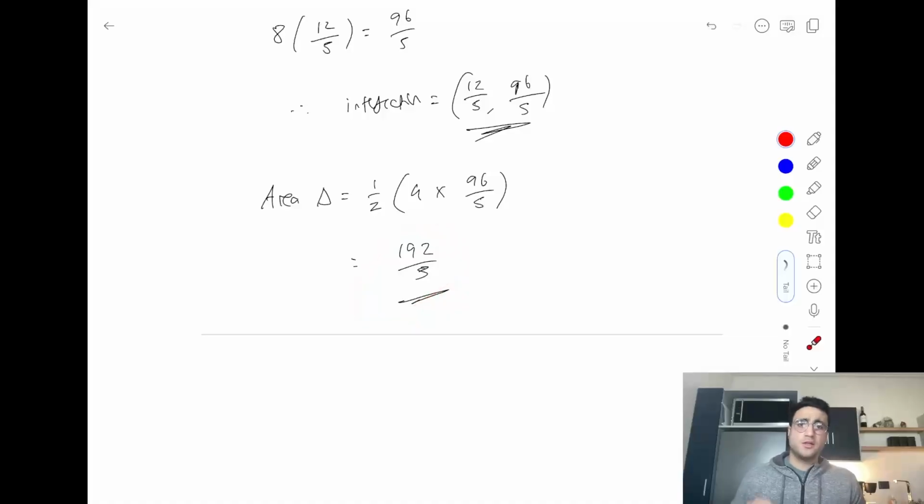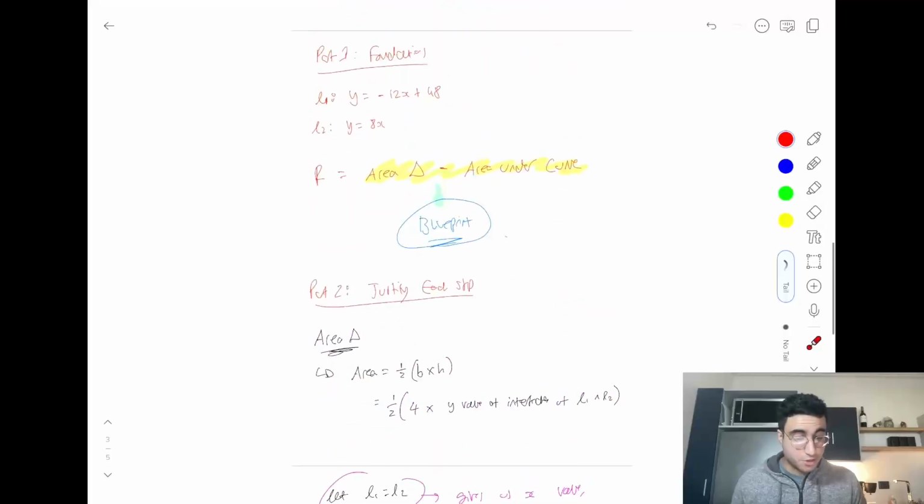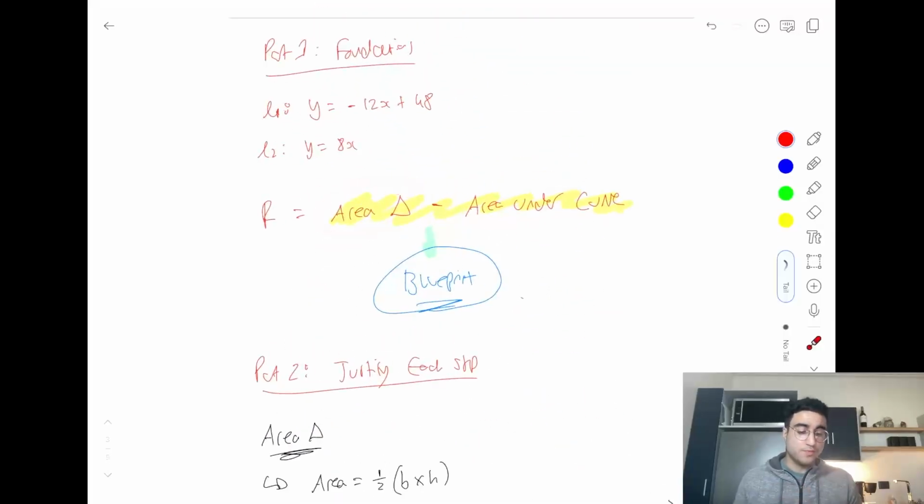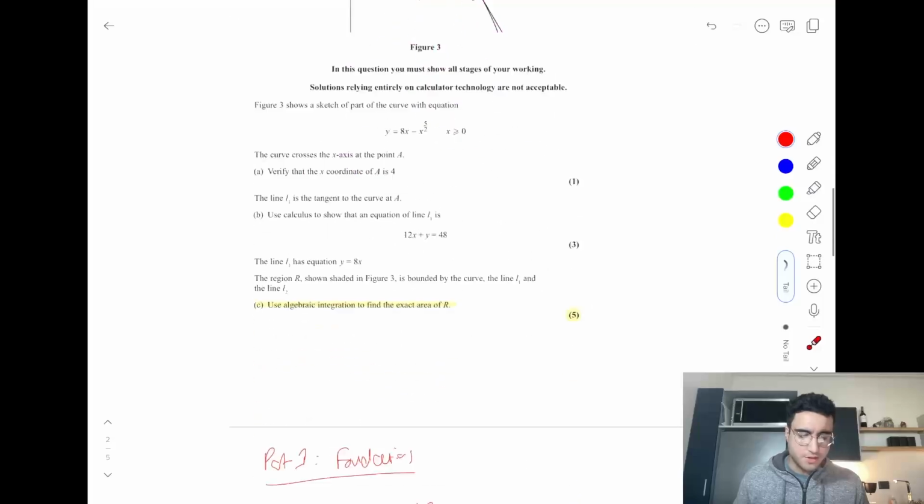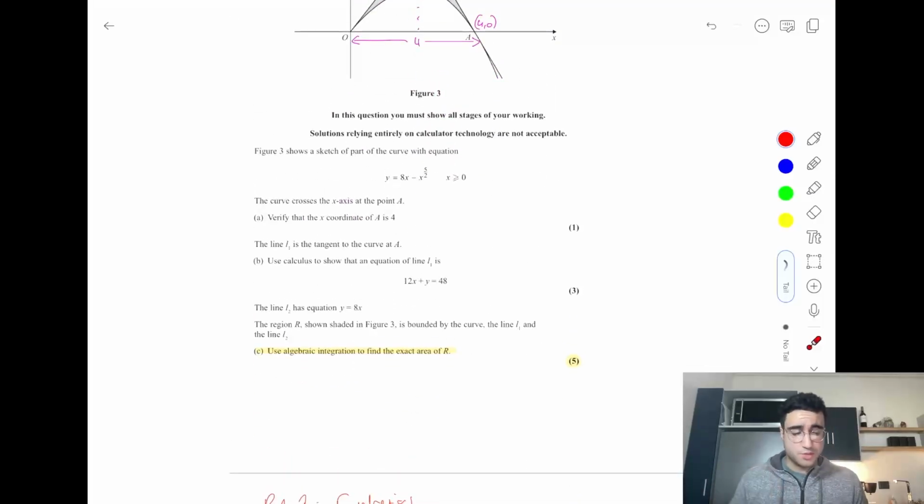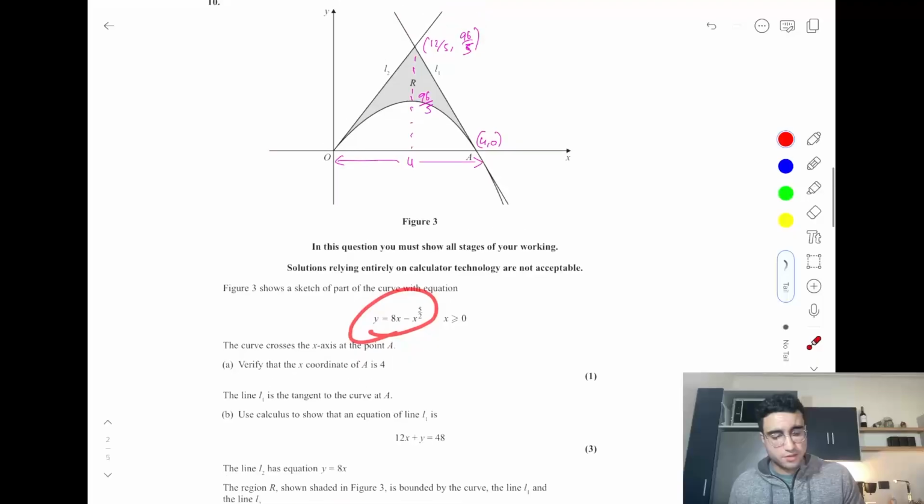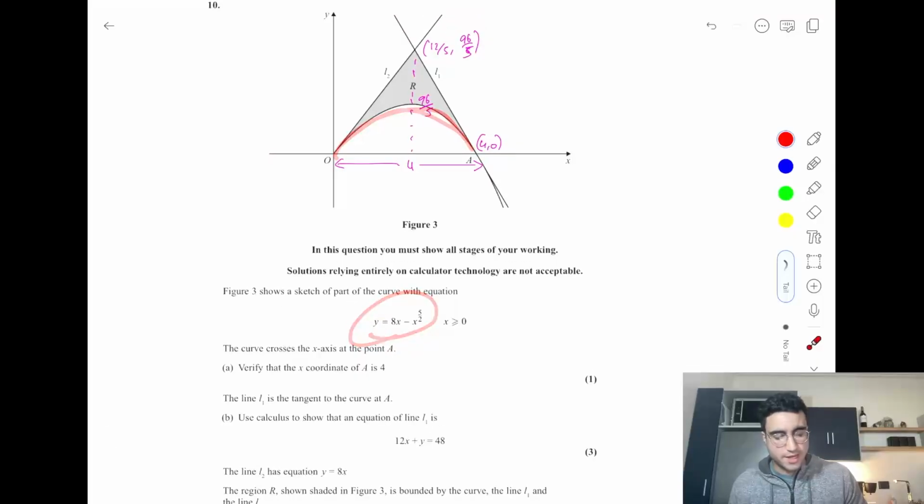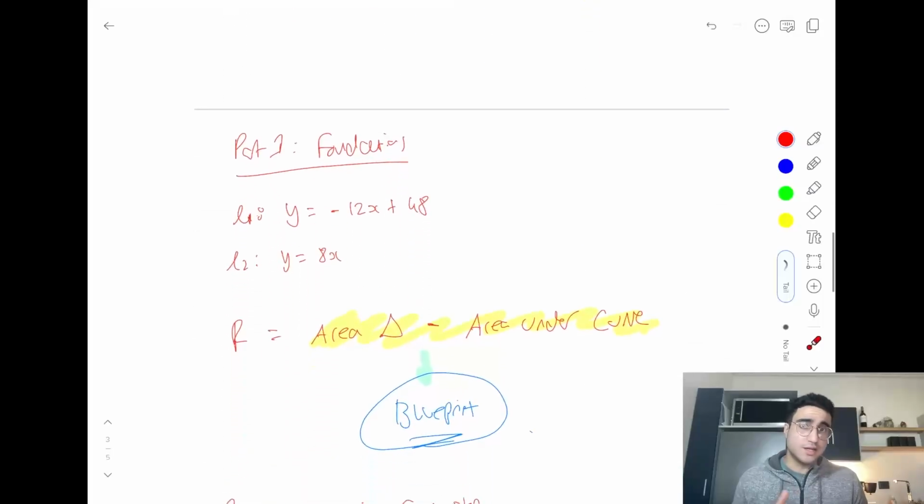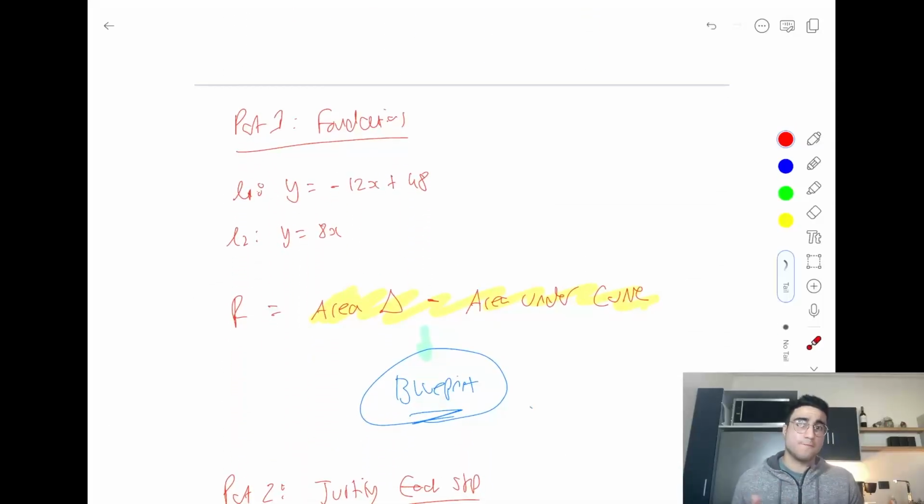Alright guys, so as you can see, the area of our triangle is now 192 over 5, okay? So that basically solves the first bit of the blueprint. And now what about the area under the curve? Well, we've actually done all the hard bit, right? Because we know, again, this is just computational at this point, that our curve here is y equals 8x minus x to the power 5 over 2, which means we just need to do a basic integration to find this bit. Okay, so there's not too much thinking here. Now it's just computation. So let's go ahead and do that.